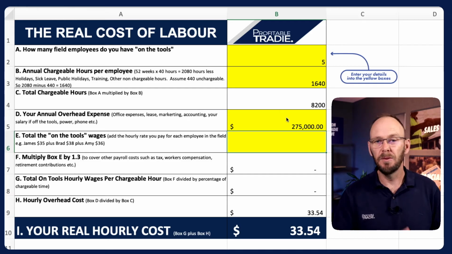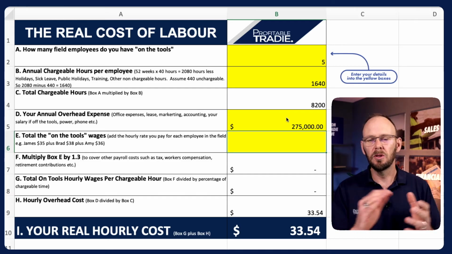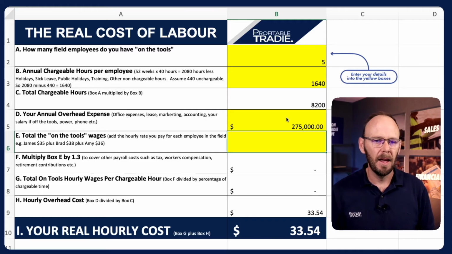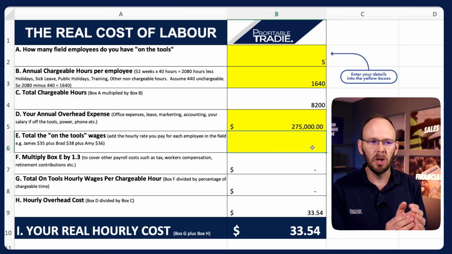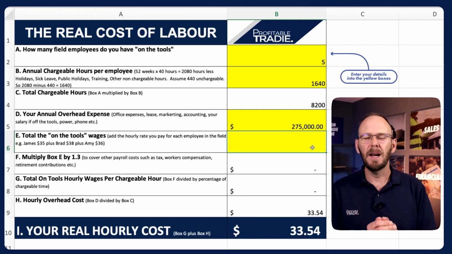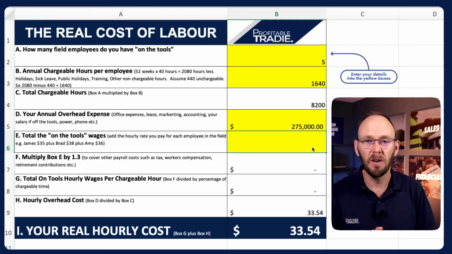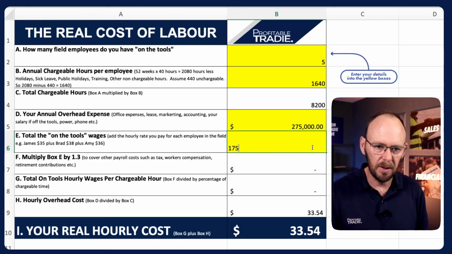Just for a figure. Now, if you're off the tools yourself, you need to include your salary in this as well, because you want to make sure you get paid out of that. So then the next one is your total on tools wages. All you want to do here is add up the hourly rate that you pay each of your employees. I'm going to assume here that there's 5 people and we're paying them $35 an hour each, so that's $175.